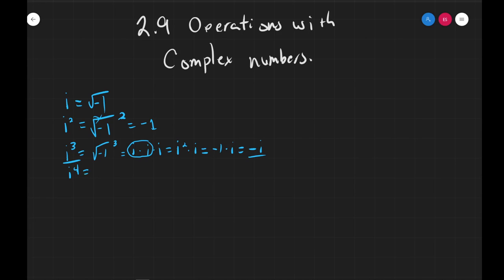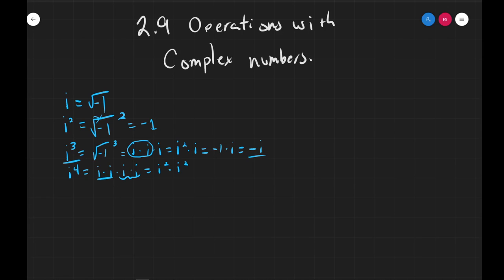Then, i to the fourth. Same idea. If we have i to the fourth, well, that's the same thing as i times i times i times i. If we take these first two and these second two, we get i squared times i squared.